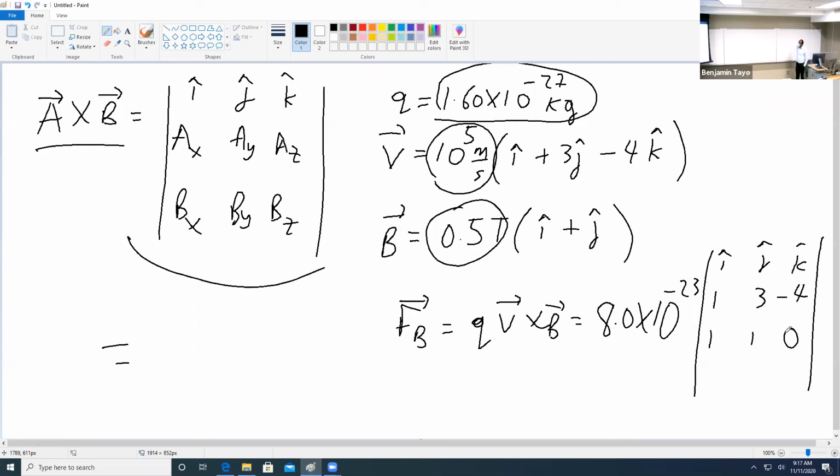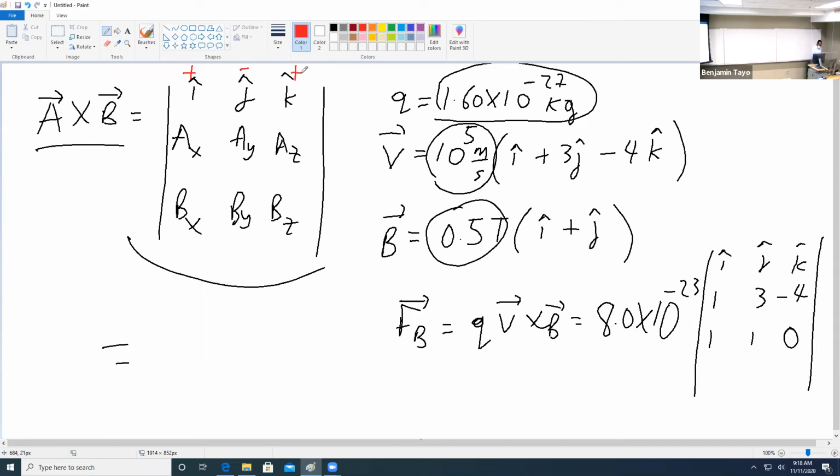Yes. In Calc 3, we did this a couple weeks ago, and whenever you do the next step, you do minus the J term. Yes. But it's plus in here. Right. Okay. So there are some signs. For example, the I goes with positive, the J goes with negative, and the K goes with positive.